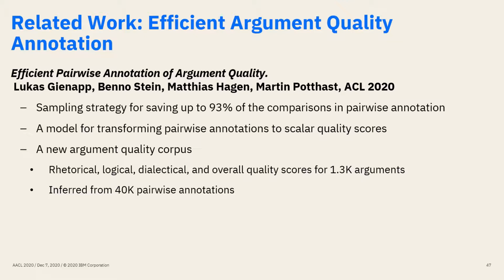They also introduce a new argument quality corpus with about 1,300 arguments annotated according to the dimensions I mentioned in the previous slide: rhetoric, logical, and dialectical. The argument scores are inferred from 40,000 pairwise annotations.